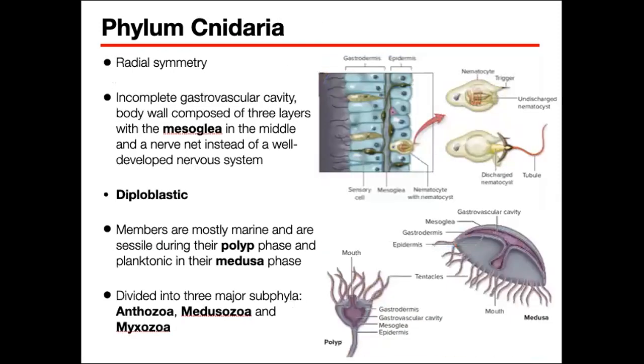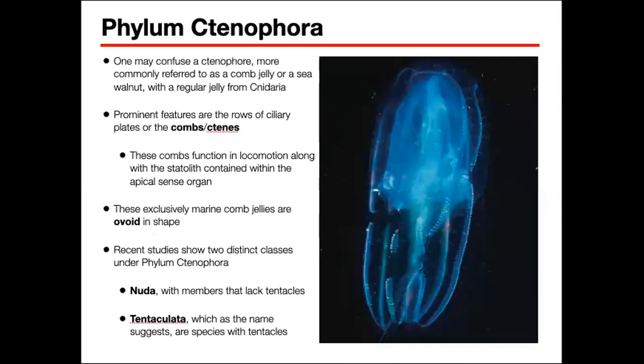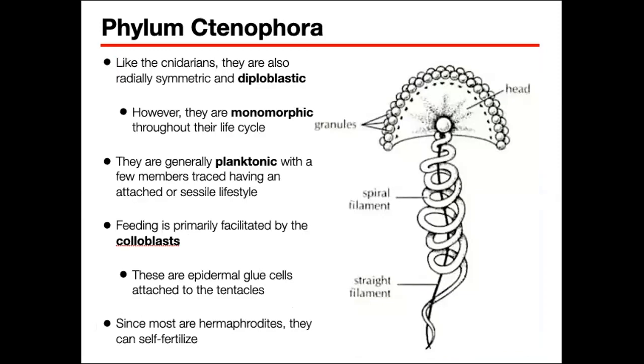And kung yung sponges are distinguished based on their internal skeleton, kung yung Cnidarians are distinguished based on their phase, kung medusa, polyp, or both. Yung ctenophores naman, madali lang. Kung meron siyang tentacles, we call them Tentaculata, and if wala naman, we group them under Nuda. Okay? So very easy for that. And like Cnidarians, no, they are also radially symmetrical, and they are diploblastic. So wala sila nung true mesoderm layer.